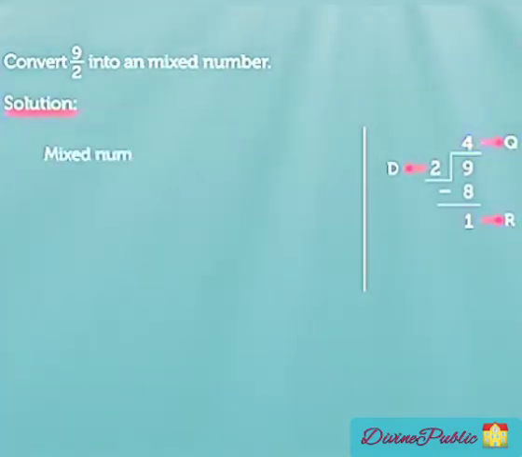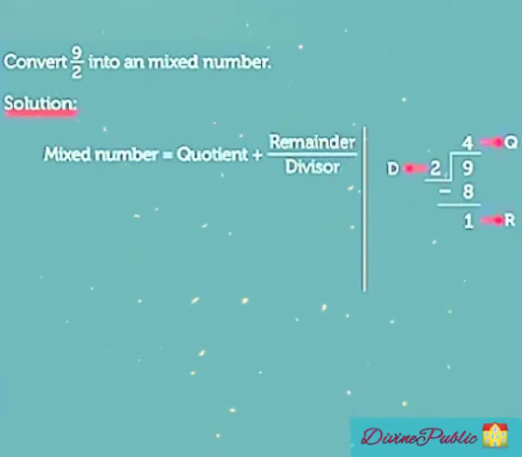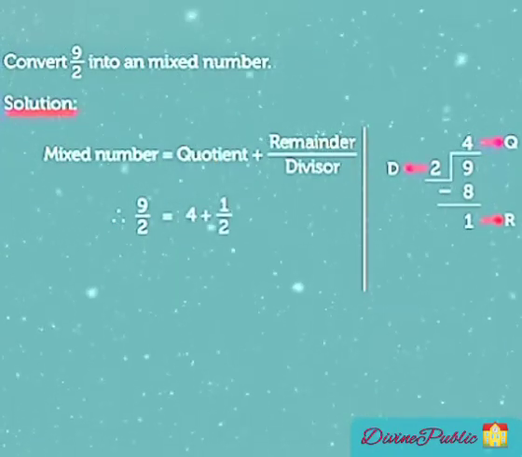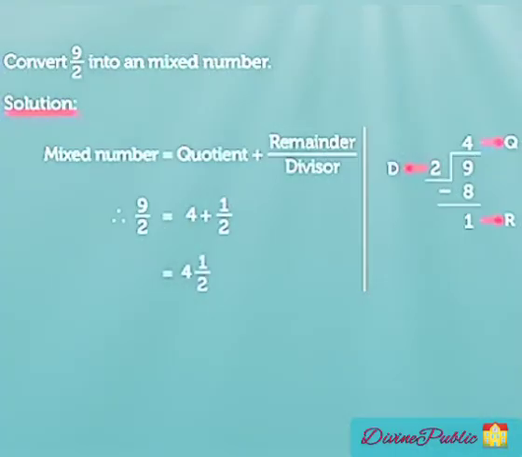So, we can write the mixed number as quotient plus remainder upon divisor. Therefore, 9 by 2 equals 4 plus half, which is equal to 4 and a half. Otherwise, we can say 4 and 1 by 2.